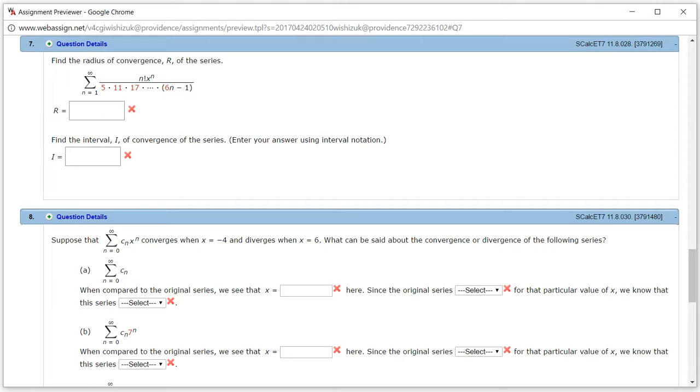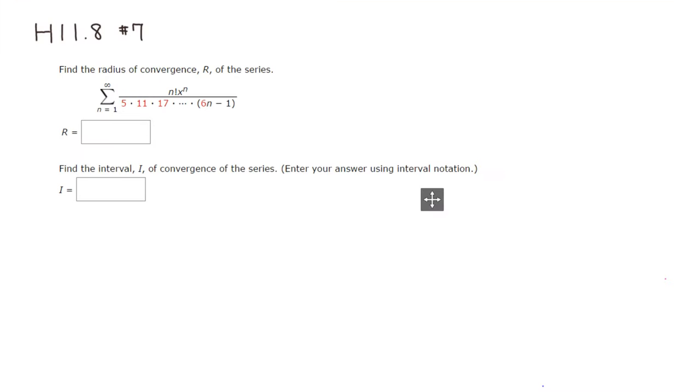All right, let's look at homework 11.8, problem number 7. Let's find the radius of convergence and the interval of convergence here. I'm going to do a ratio test on this again. And especially when you have factorials, the ratio test is very effective.